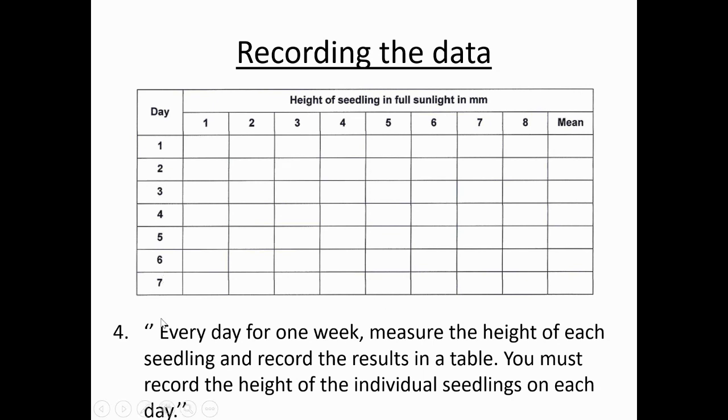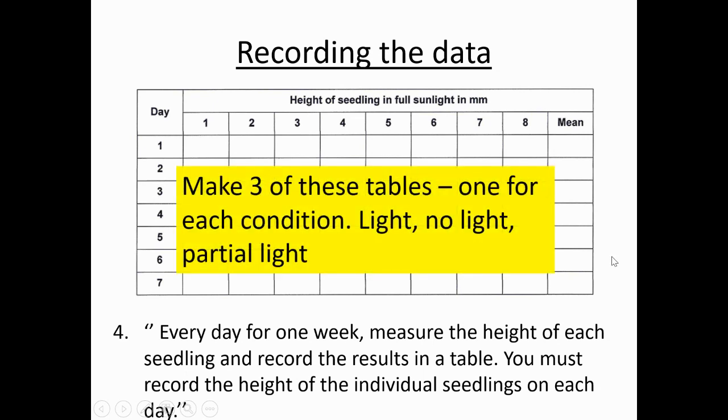So again, the 4th point of the method: every day for 1 week, measure the height of each seedling and record the results in a table. You must record the height of the individual seedlings for each day. So this is why it looks like this. Now, of course, this is only one of the tables, for full sunlight. There will have to be 3 tables in total: 1 for light, 1 for no light, and 1 for partial light.